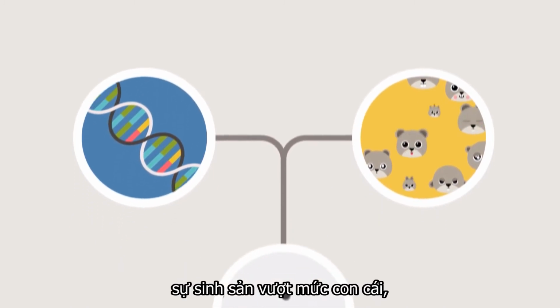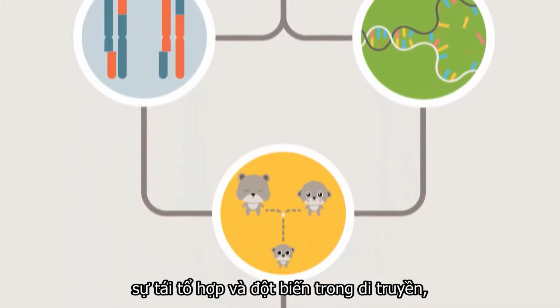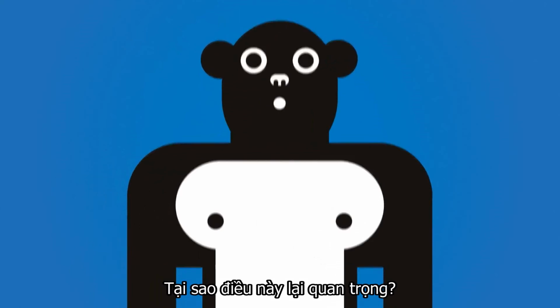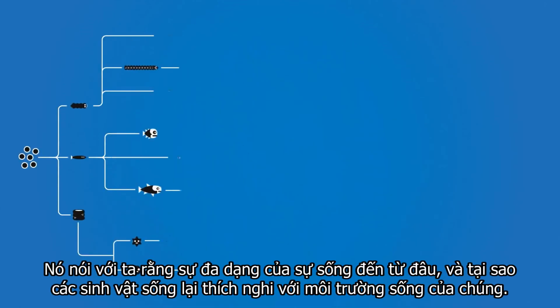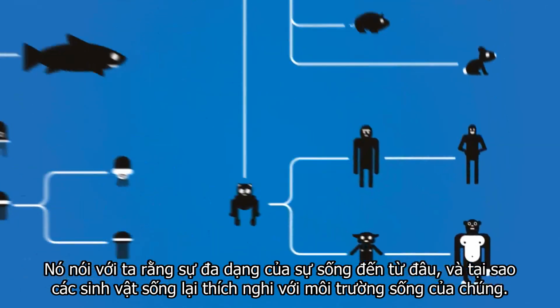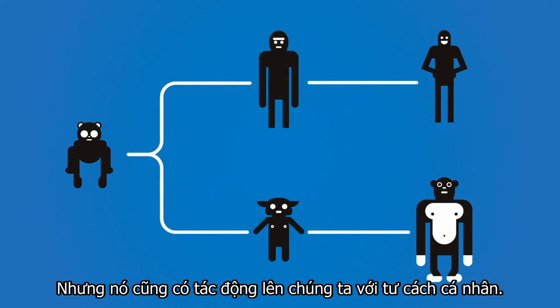Through the interaction of unique individuals, the excess production of offspring, recombination and mutation in heredity, and finally, through selection. Why is this so important? It tells us where the variety of life comes from and why living creatures are so perfectly adapted to their habitats. But it also affects us personally.